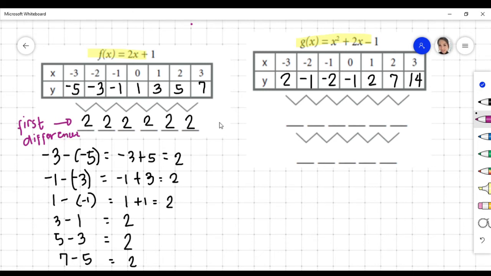Now let's proceed to the second equation. The first blanks here are what we call the first differences. And the second blanks are what we call the second differences.